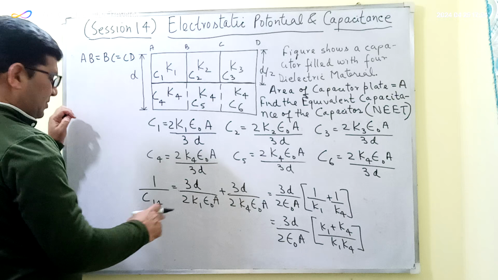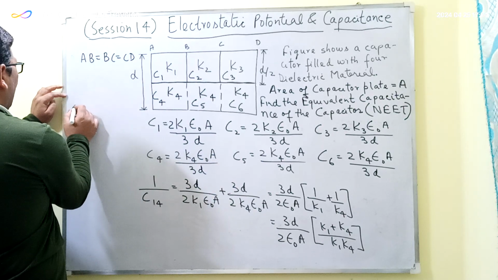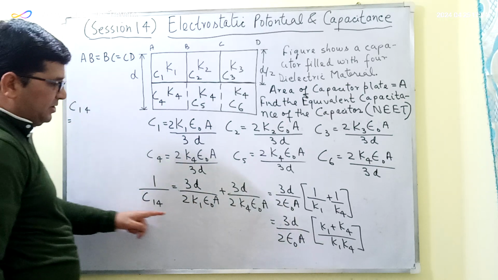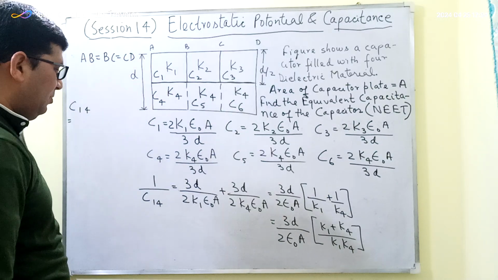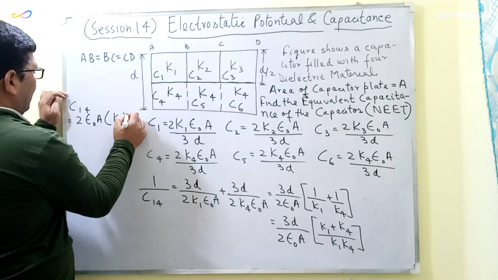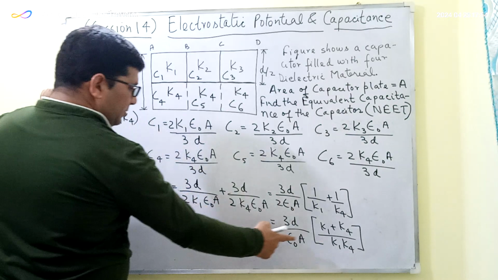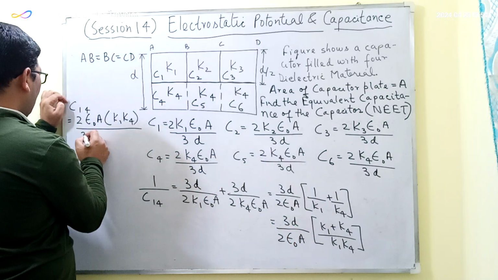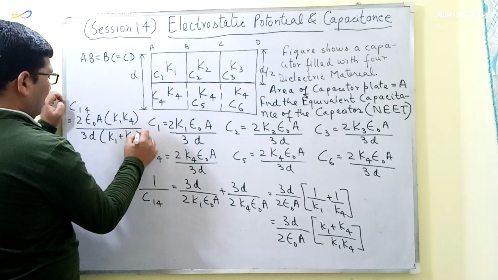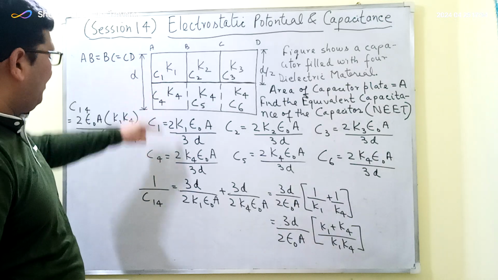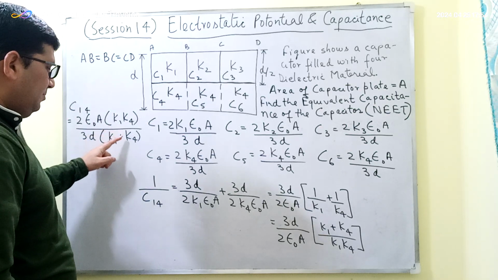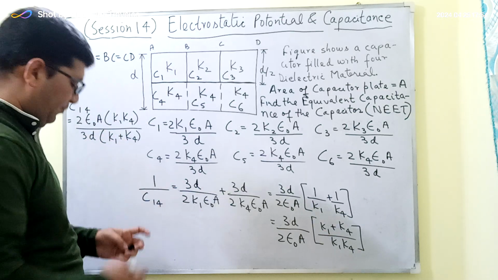I will be just writing this value here, that is C14. So 1 upon C14 is equal to this, so C14 will be equal to 2 epsilon naught A in bracket K1 K4 divided by 3D, K1 plus K4. Okay, so see, the equivalent capacitance of C1 and C4 is equal to 2 times epsilon naught A into K1 K4 divided by 3D, K1 plus K4.